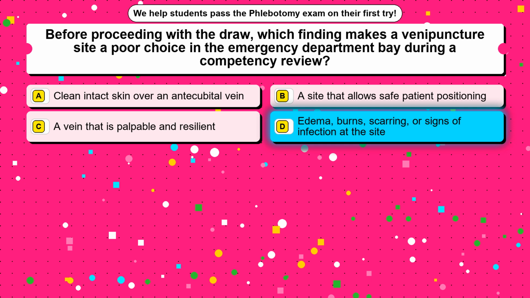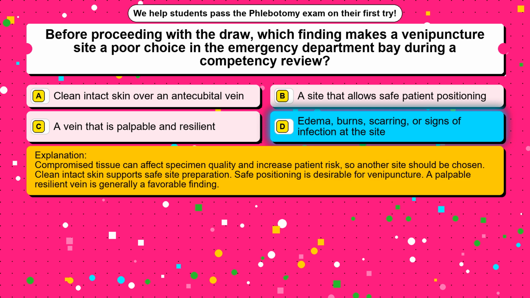The correct answer is option D. Edema, burns, scarring, or signs of infection at the site. Compromised tissue can affect specimen quality and increase patient risk, so another site should be chosen. Clean intact skin supports safe site preparation. Safe positioning is desirable for venipuncture. A palpable resilient vein is generally a favorable finding.